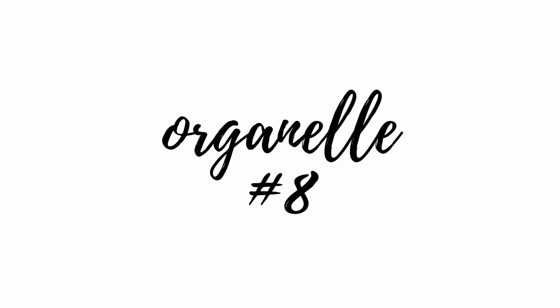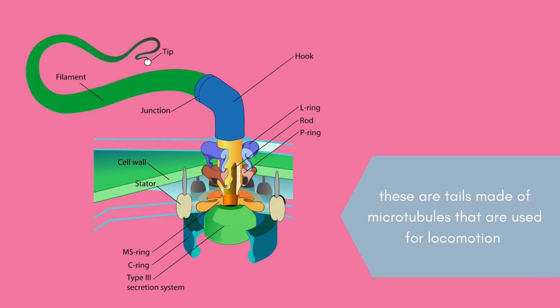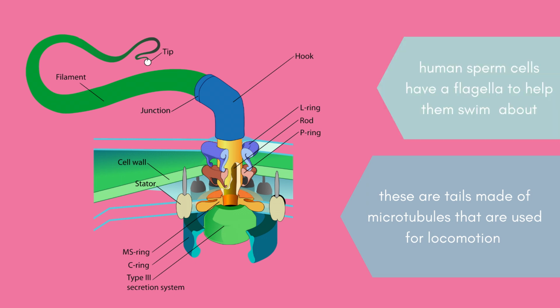Organelle number 8 would be the flagella and the cilia, whose main function is movement. Flagellum are very complex structures, and you won't need to know the details of how one is built and how one works, but it's good to know that they are little tails made from microtubules that rotate and allow for movement. Examples of cells with flagellum would be sperm cells, which need the tails to swim and move around.